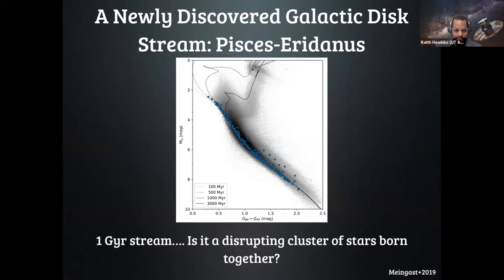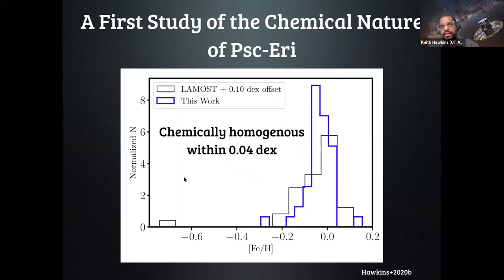And so this is work that we did last year, where we actually derived the abundance patterns of this particular very long stream and found that it's actually very homogeneous. This is a metallicity distribution showing that it's homogeneous, with a dispersion in metallicity of about 0.04 dex. And in addition to that, we also used lithium abundances, which we heard of a lot yesterday. Lithium is a great indicator of youth.